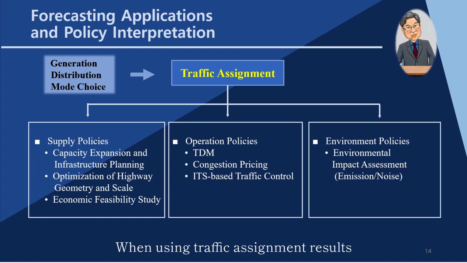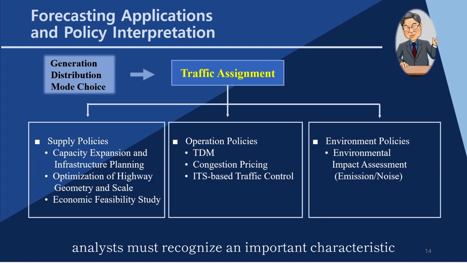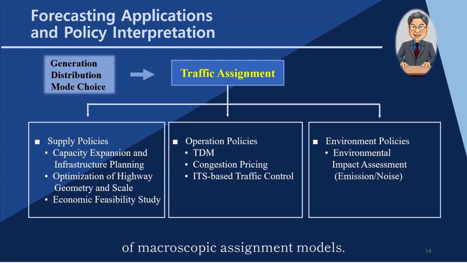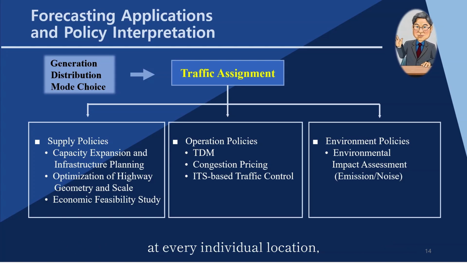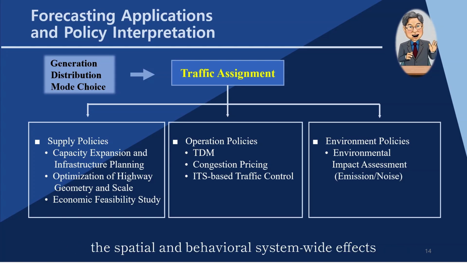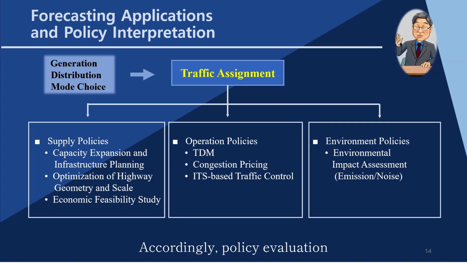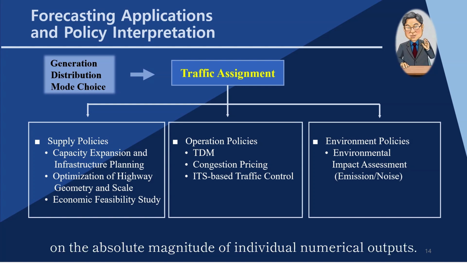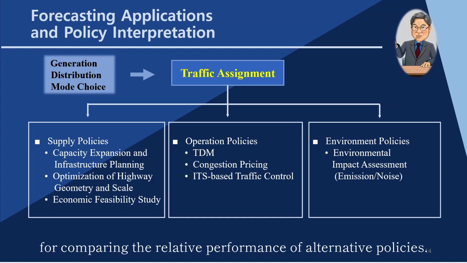When using traffic assignment results for transportation policy analysis, analysts must recognize an important characteristic of macroscopic assignment models. Their primary purpose is not to reproduce accurate values at every individual location, but rather to diagnose the spatial and behavioral system-wide effects of transportation policies across the entire network. Accordingly, policy evaluation should not place excessive emphasis on the absolute magnitude of individual numerical outputs. Instead, the results should be interpreted as a consistent and objective basis for comparing the relative performance of alternative policies.